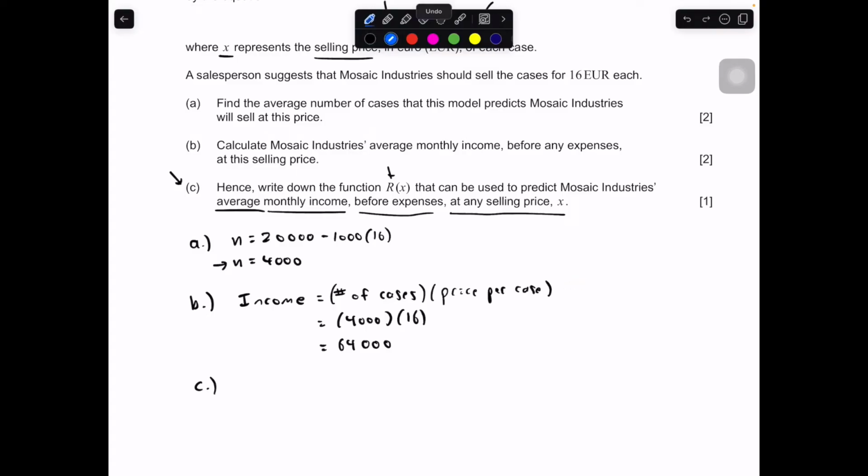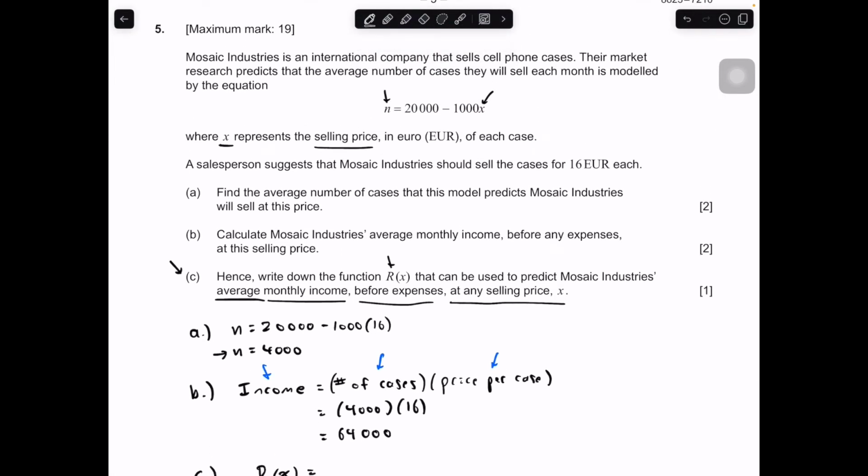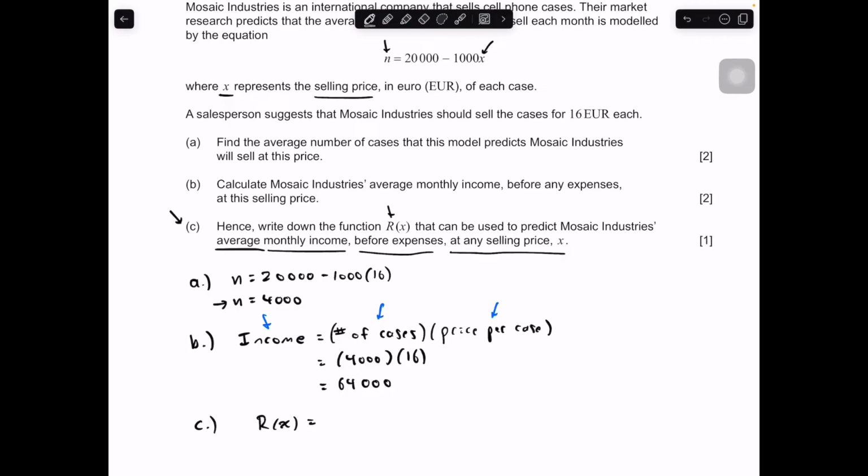So we still have this formula right here. The income that they'll earn will still be made up of the number of cases times the price per case. So let's write out this equation. We're going to write out income as R(x). The number of cases that they'll sell is given by this formula right here, so let's substitute that: 20,000 minus 1,000x. That's the number of cases. And the price per case, well, they told us that x represents the selling price, so this would just be equal to x. And that's it. It's not too bad.